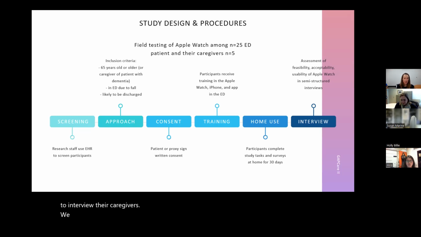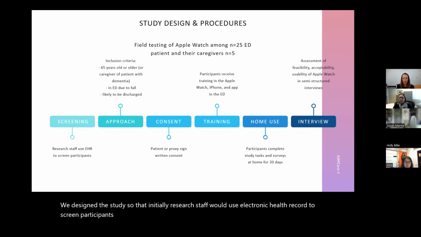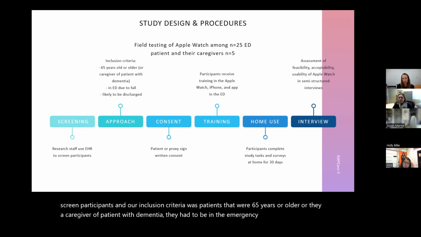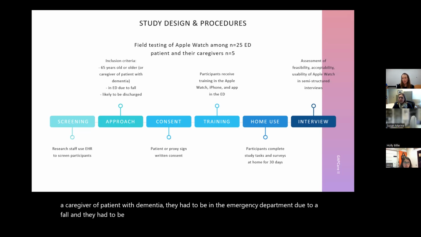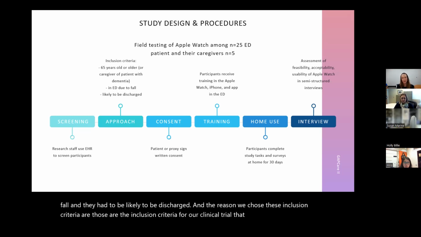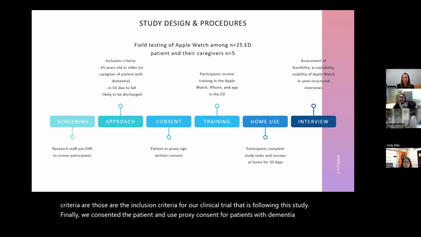We designed the study so that initially research staff would use the electronic health record to screen participants. Our inclusion criteria was patients that were 65 years or older, or a caregiver of a patient with dementia. They had to be in the emergency department due to a fall, and they had to be likely to be discharged. The reason we chose these criteria is that they are the inclusion criteria for our clinical trial that is following this study. Finally, we consented the patient and used proxy consent for patients with dementia.